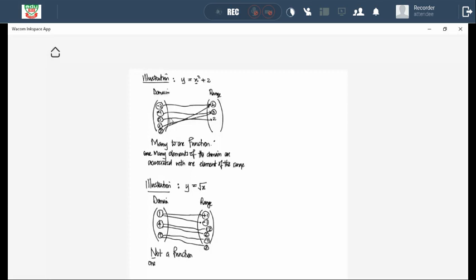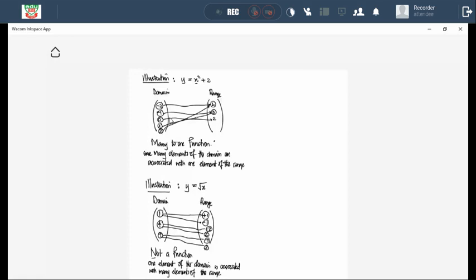So we can say this is not a function. Reason: one element of the domain is associated, or someone can use the word mapped to, associated with many elements of the range. There you go. Right. That is not a function.